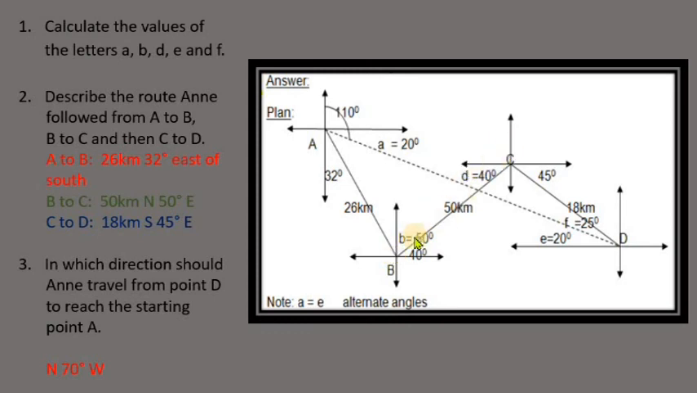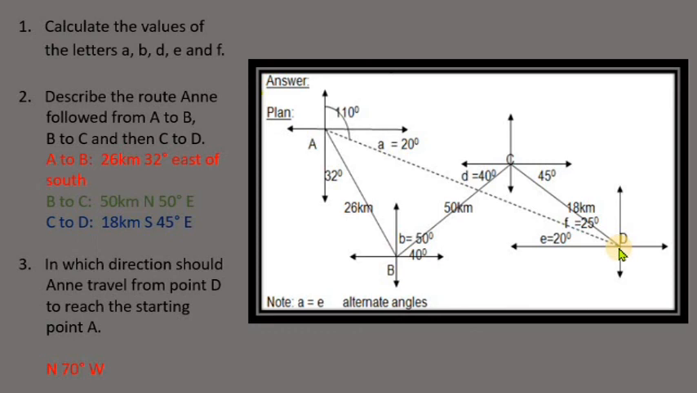From B to C, we work from north, and we can say that it is 50 kilometers, and it is north 50 degrees to the east. That is this one, north 50 degrees east. From C to D, we have 18 kilometers, and we are going to start with south and then 45 degrees east. Now, in which direction should Anne travel from point D to reach the starting point at A?